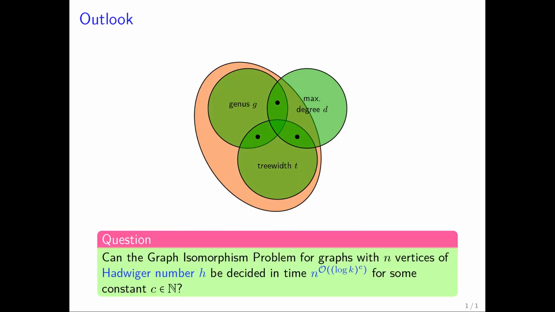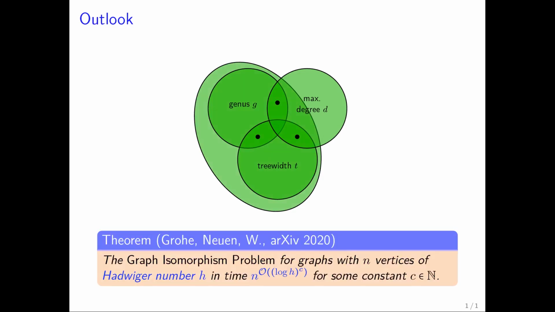One question is, can we extend this result to graphs of bounded Hadwiger number? The Hadwiger number of a graph is the size of the largest clique minor that occurs in the graph, and this class of graphs generalizes graphs of bounded genus and bounded treewidth, as they cannot have large cliques as a minor. Actually, me and my co-authors could solve this problem, generalizing the bounded genus and the treewidth algorithm. This paper isn't published yet, but a preprint can be found on ICALP.